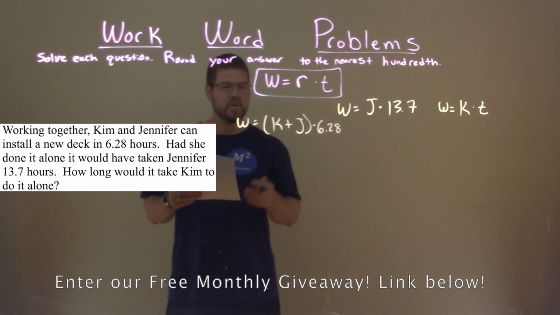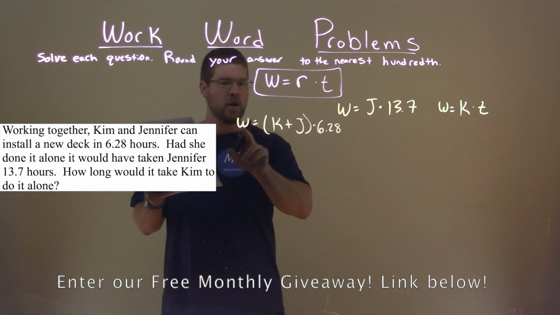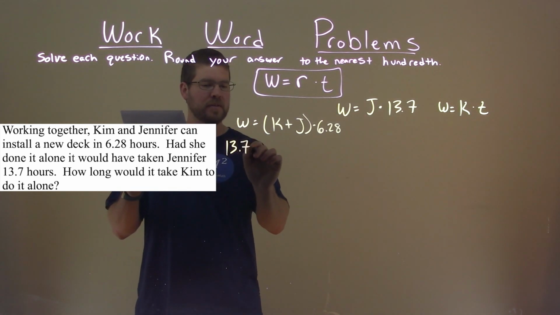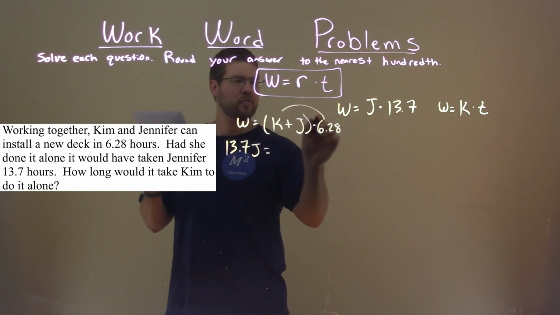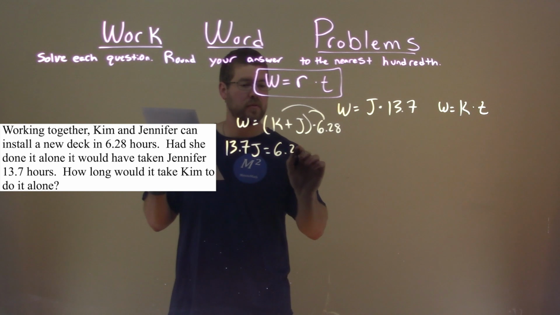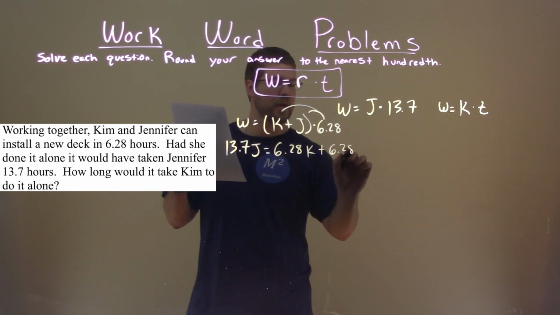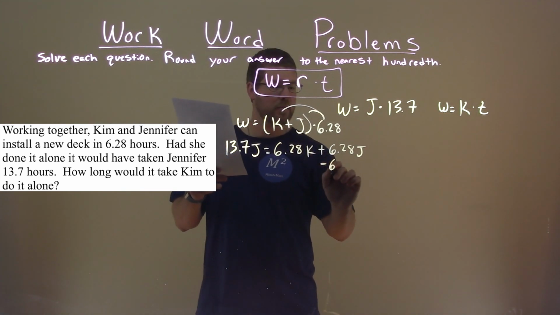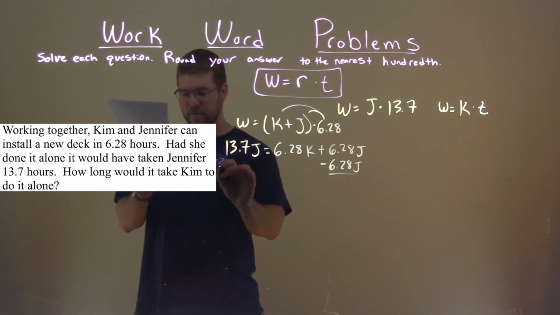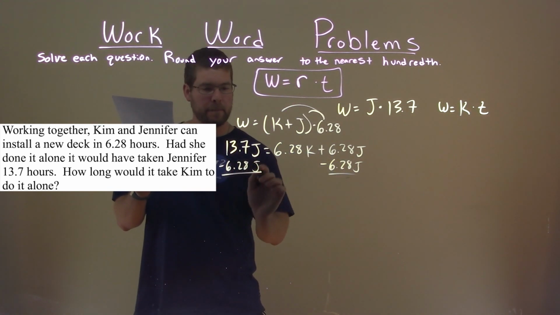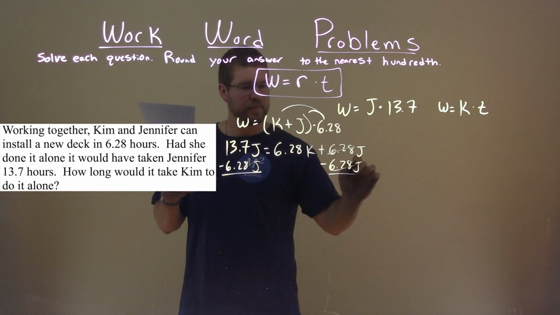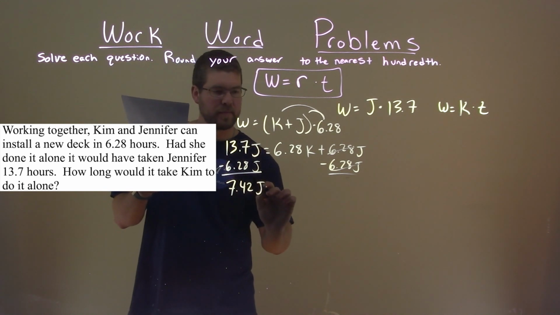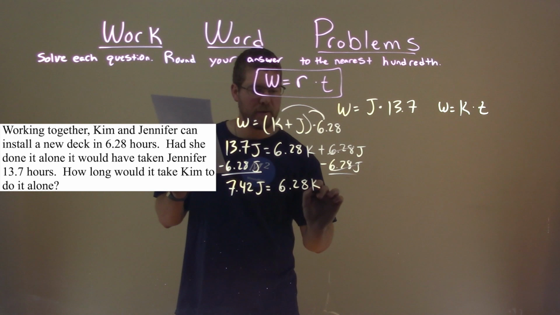Okay? So now we're going to adapt this sum. We know this work is equal to J times 13.7. So I'm going to rewrite this as 13.7J, flip it around. And I'm also going to distribute the 6.28 to both parts. 6.28K and 6.28J. Now I'm going to combine my like terms, so I'm going to subtract 6.28J from both sides. And that comes out to be, well, this cancels. And 13.7 minus 6.28 is 7.42J. And that's equal to 6.28K.